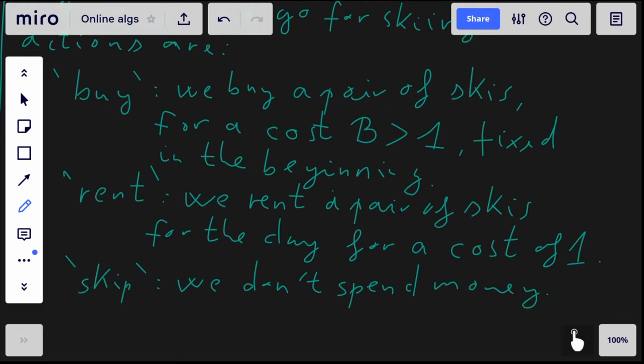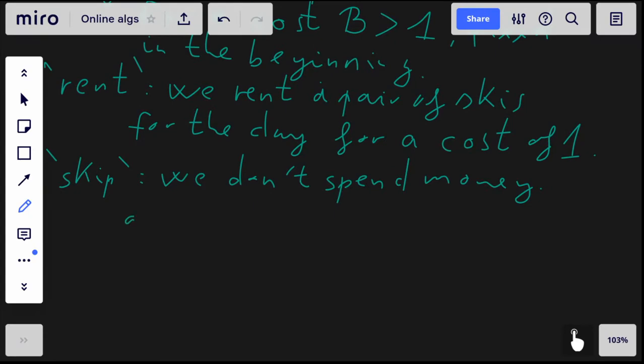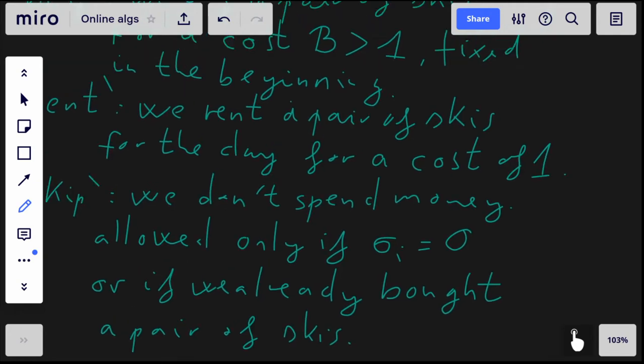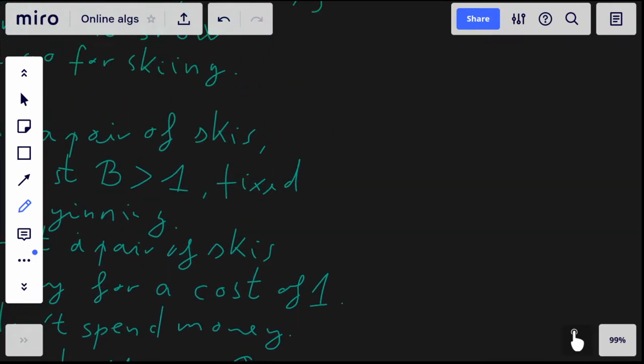But it's allowed only if either there is no snow, so if the current input is 0, or if we already bought a pair of skis. And of course we want to minimize the total cost we pay, but we don't even know in advance the length of the season.